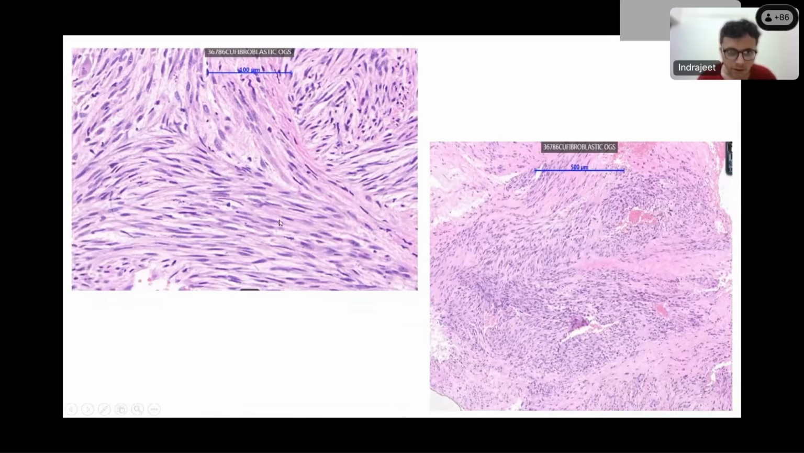What can you see here? Yes, ma'am, I can see a lesion, a spindle cell lesion basically, arranged in fascicles.